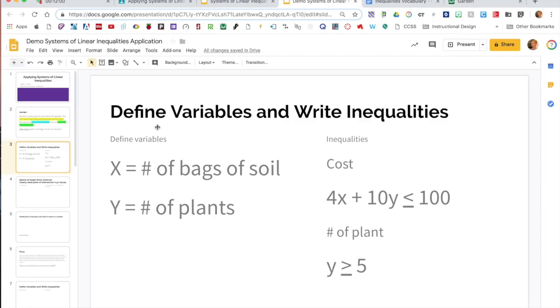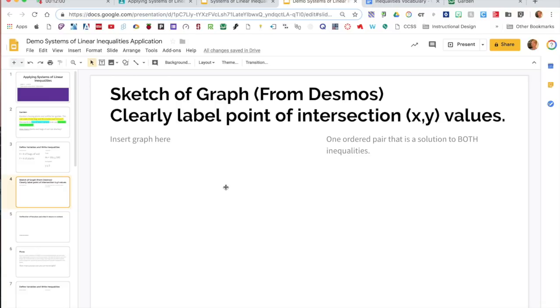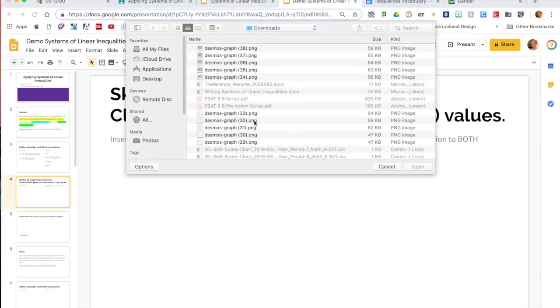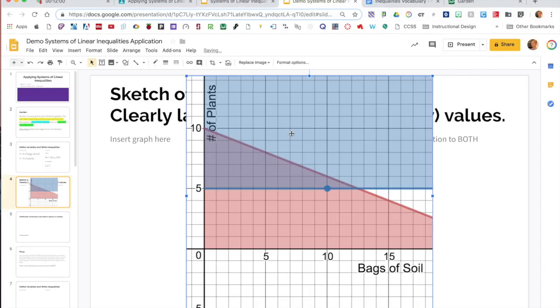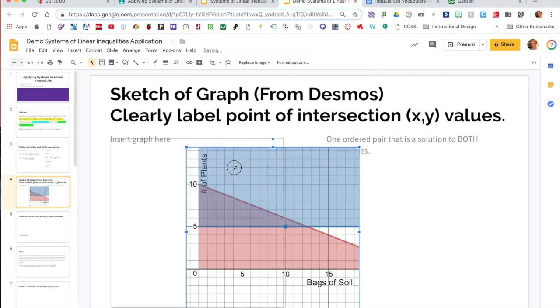So I'm going to go back to my slide presentation. I'm going to go to the image icon and upload from the computer. I'm going to click on my Desmos graph, and we're going to size it so it fits inside the space over here.